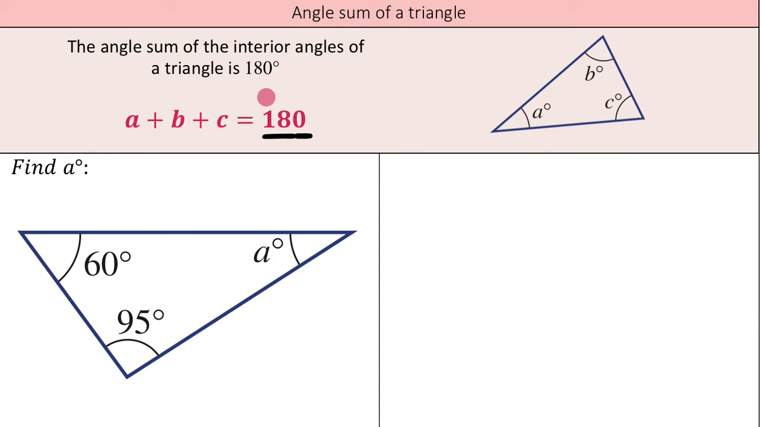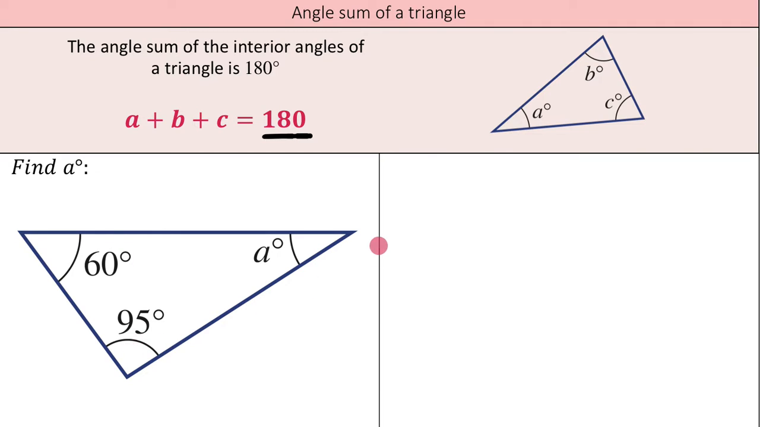That is something you just have to burn inside your brain. You need to know that when you add together all the angles within a triangle, it's 180 degrees. Now, with this piece of information, we can answer some questions. In this example, we're being asked to find the value of A. A here is an unknown. What we have been given is two known angles: 60 degrees and 95 degrees.